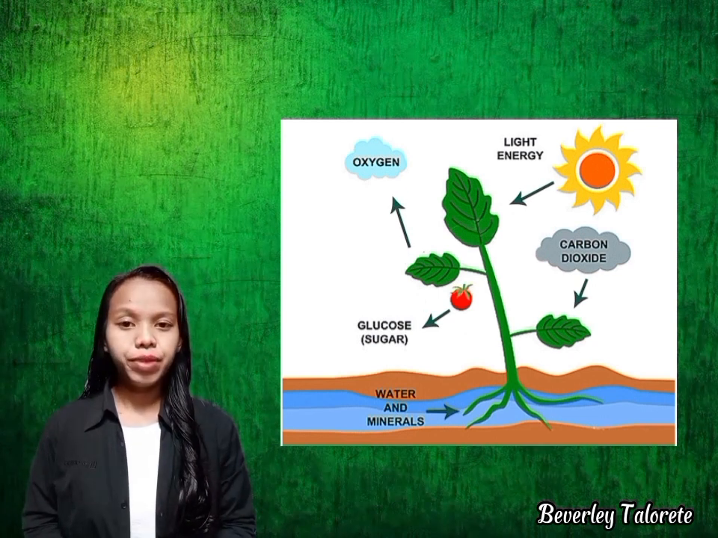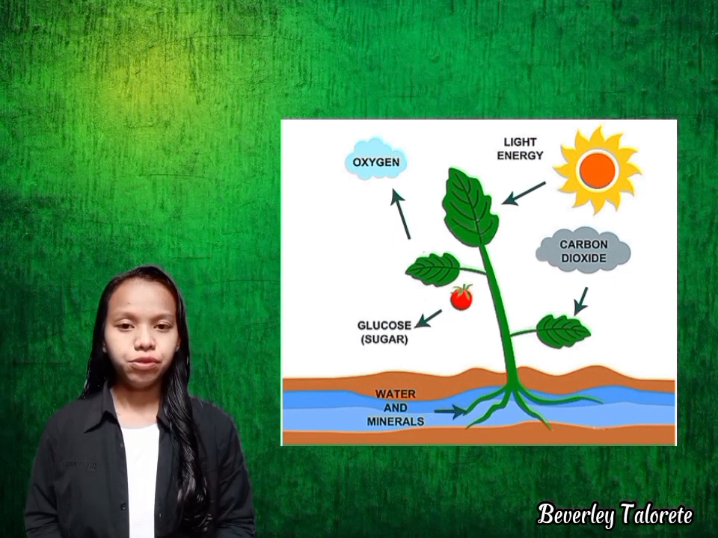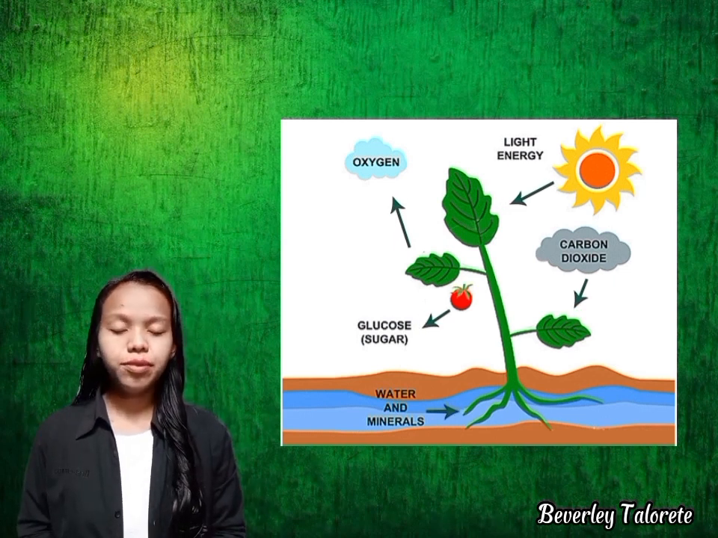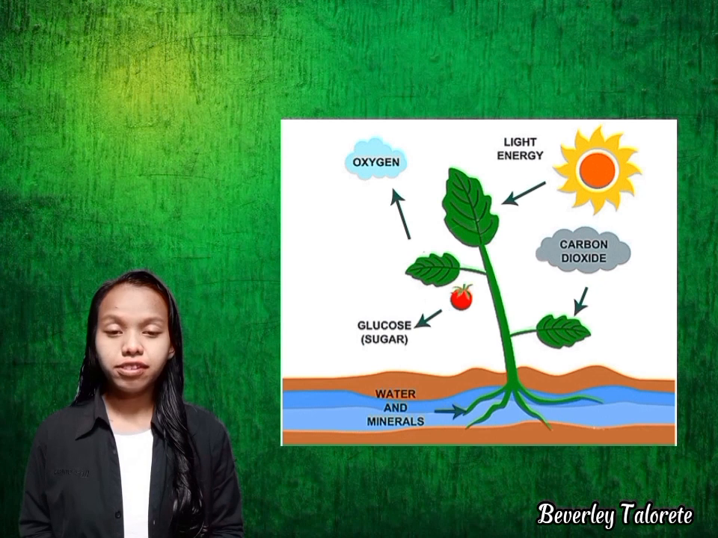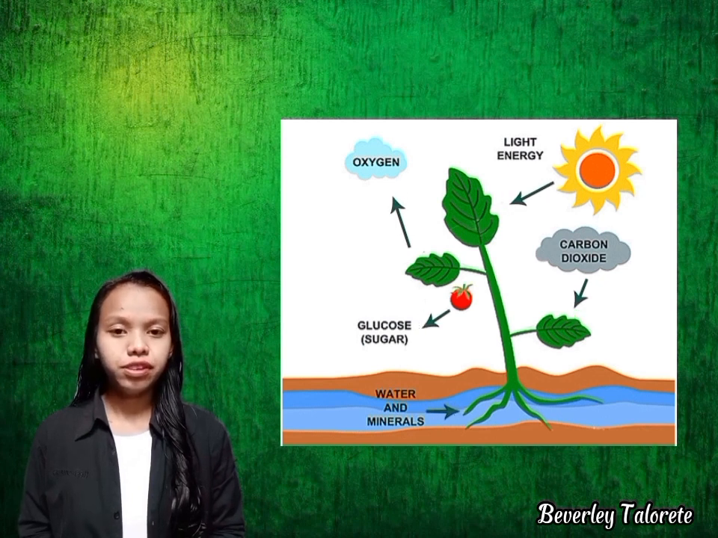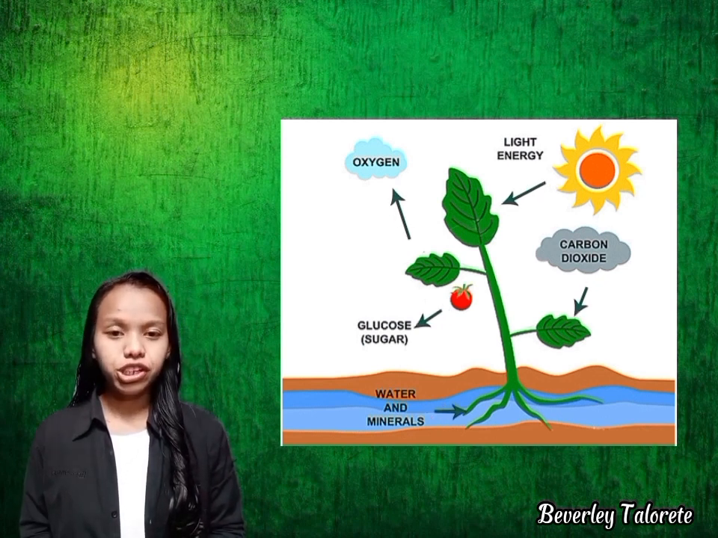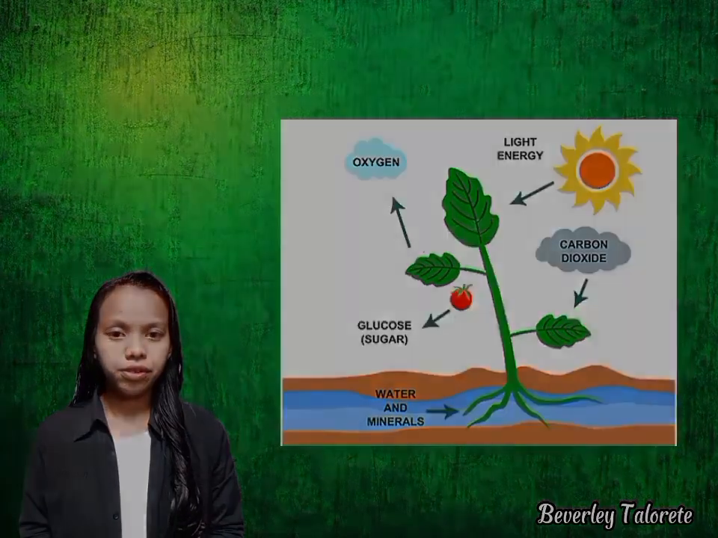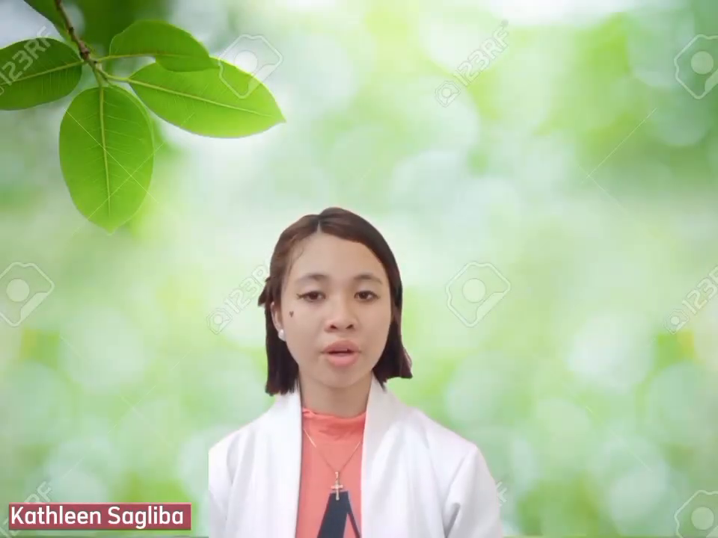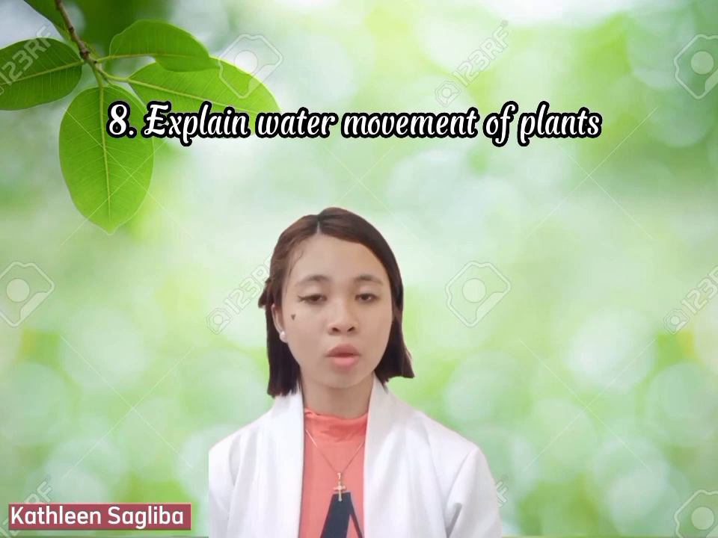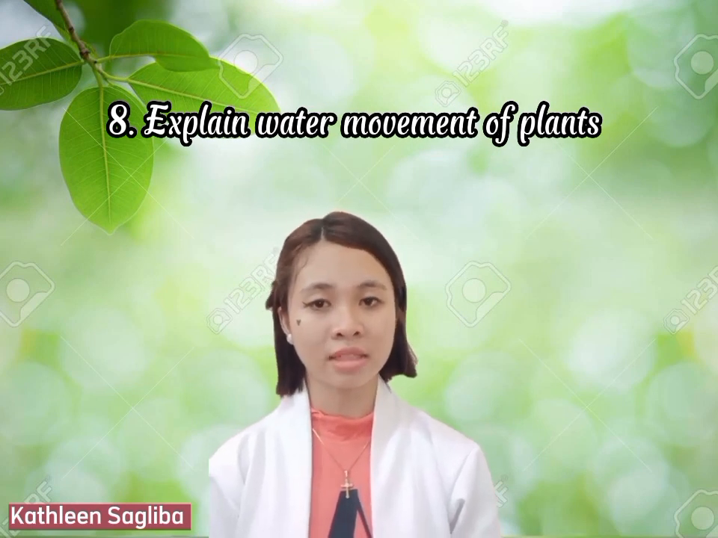We depend on plants for oxygen production and food. So photosynthesis is important to plants because it allows them to make glucose, which is needed to make energy and cellular structure. Question number 8 is: explain water movement in plants.